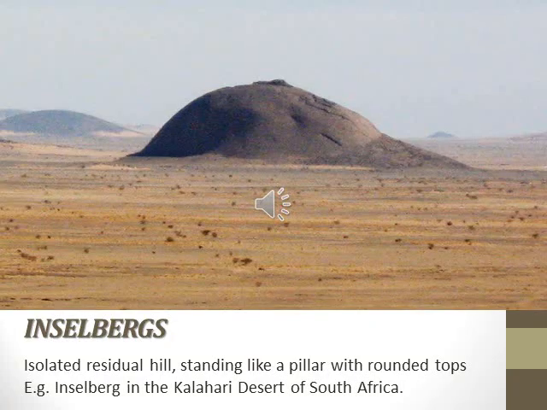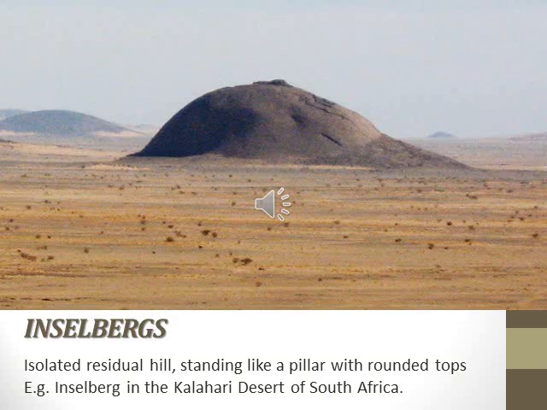Inselberg is nothing but an isolated residual hill standing like a pillar with rounded tops. Here the rock is very hard, so it does not get eroded easily by the action of wind. But the surfaces surrounding it get eroded easily, so the rock rises like a pillar. The surrounding surface is made of soft material which can be eroded by wind easily, so the rock emerges like an isolated pillar. That's why it is called an Inselberg.